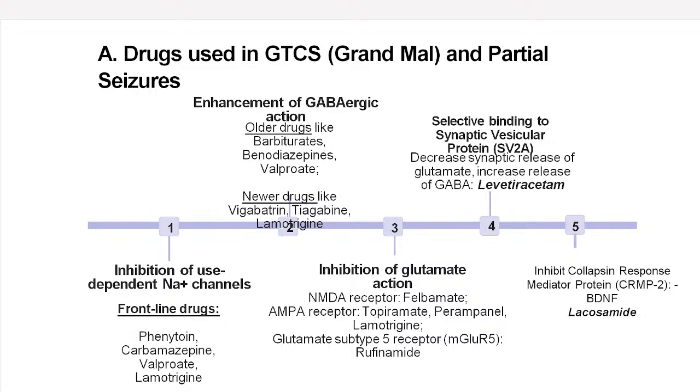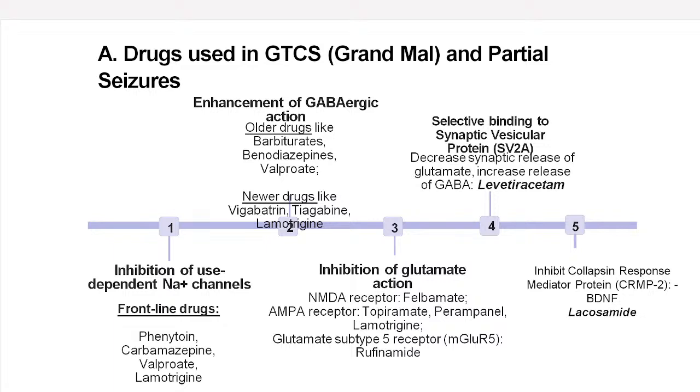Then you have the newer drugs. These are the second generation drugs which have come, which act primarily through GABAergic action. So you have vigabatrin, you have tiagabine. You can see that in their name there is GABA, right? Lamotrigine is like valproate. You will find lamotrigine in sodium channel action also, in GABA action also.